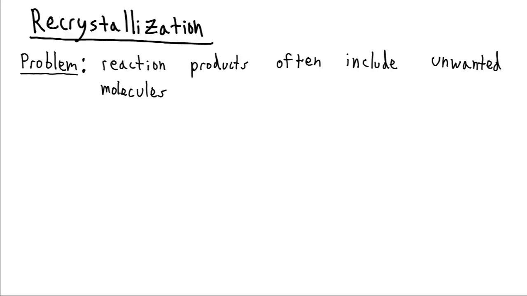We can actually apply this in a very useful method called recrystallization. Now the problem when we perform reactions in the laboratory is that we often introduce contaminants. We often have some unwanted molecules mixed in with the substance that we've produced, and it may be very bad to have that contamination. We want to have a pure sample at our disposal. So how are we going to be able to achieve a pure sample?